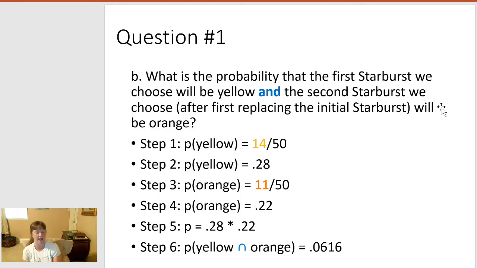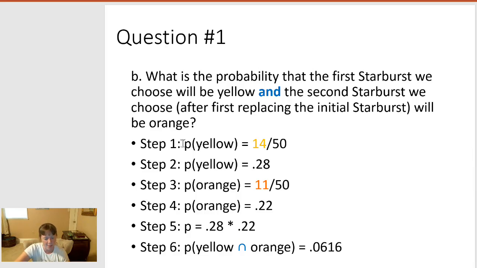Not yellow then yellow, not yellow then red, not red then orange, but first yellow and then specifically orange. Assuming these events are independent, I can use the multiplicative rule of probability. The multiplicative rule says that as long as events are independent, and they are, right? Think about independence this way: does what happened on the first one have any bearing on what happens in the second trial? Well, no, as long as I put the first starburst back. That's the sampling with replacement.